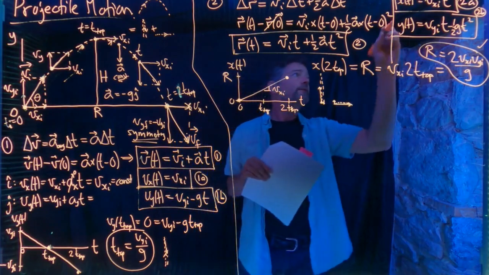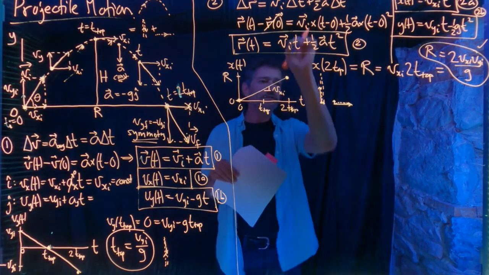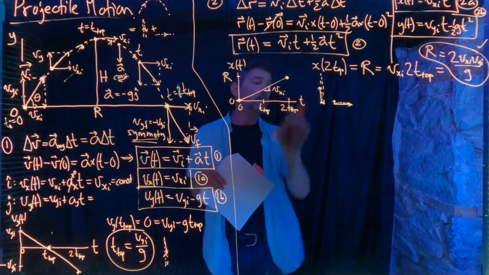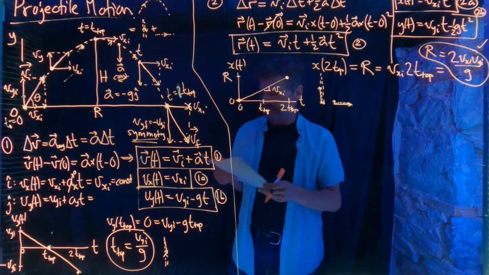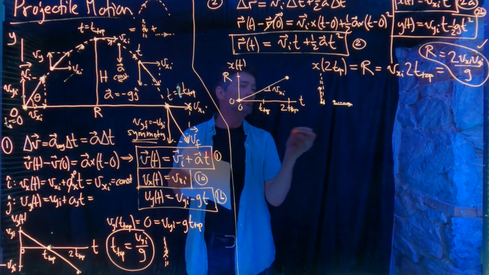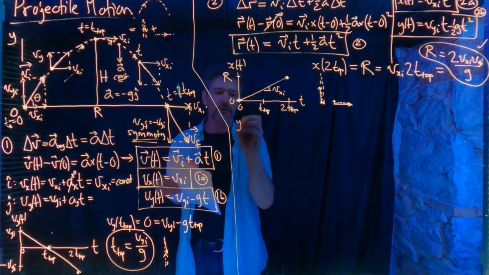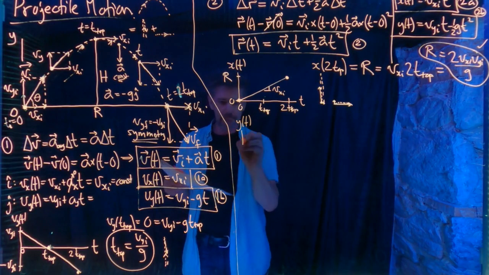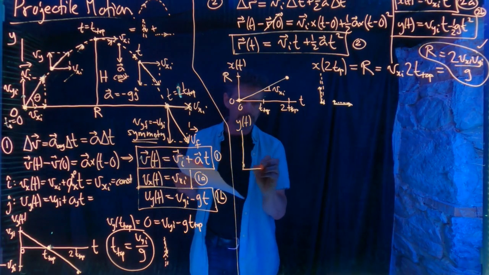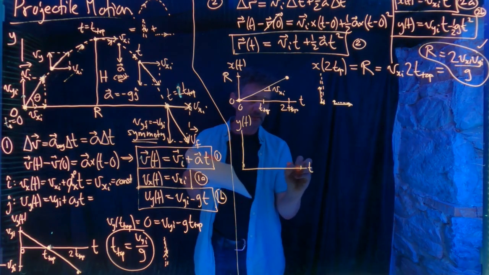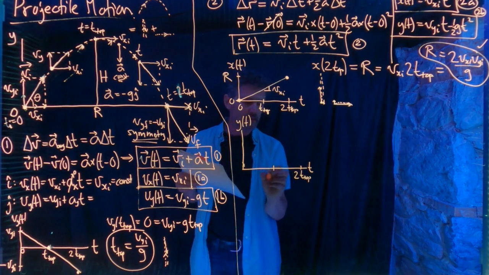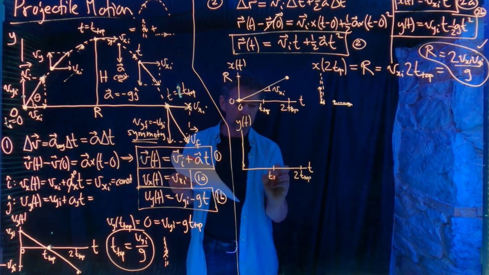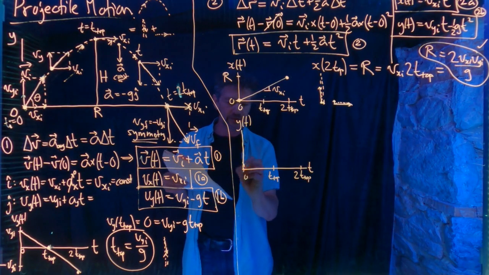Let's now look at y, the vertical position as a function of time. We know it's going to go up and come down as time goes on. And so let's graph that. So this is going to be the vertical position y explicitly as a function of time. This is time. This is the final time, twice t top. This is the midway time, t top, and this is 0.